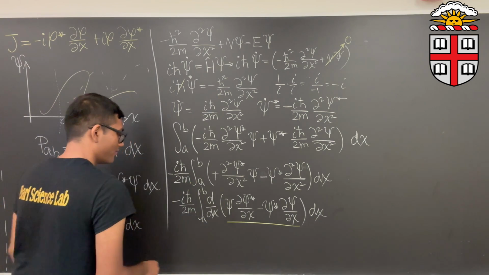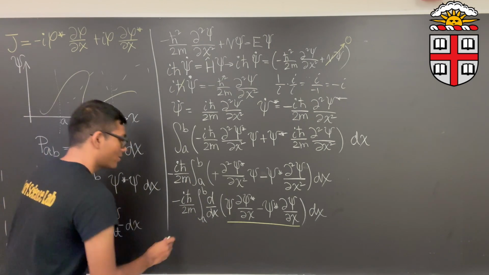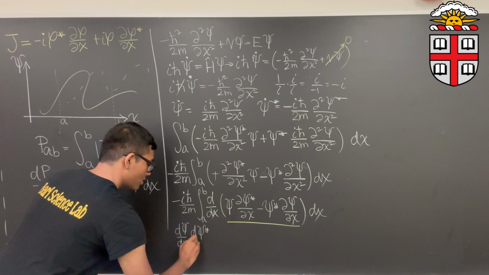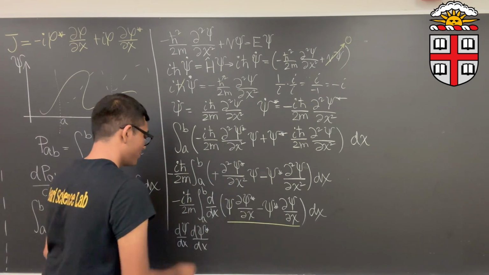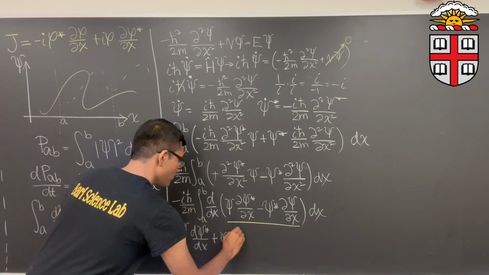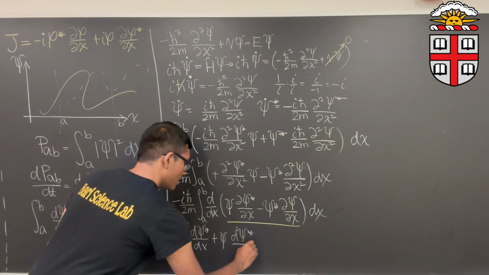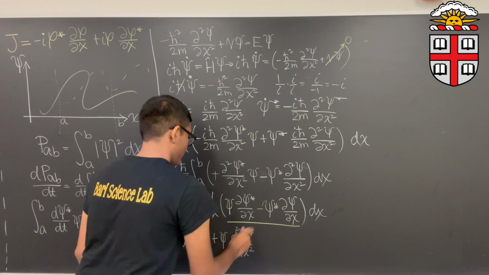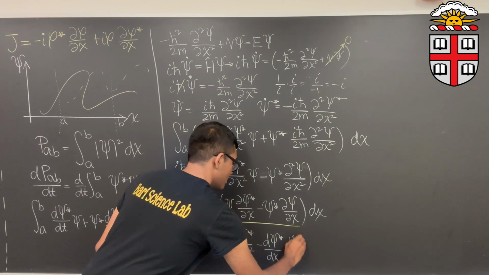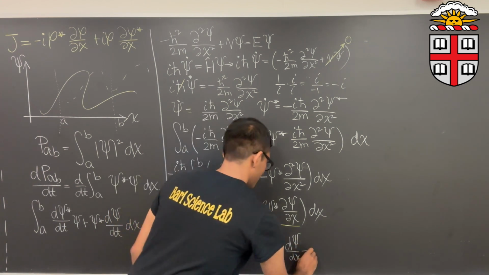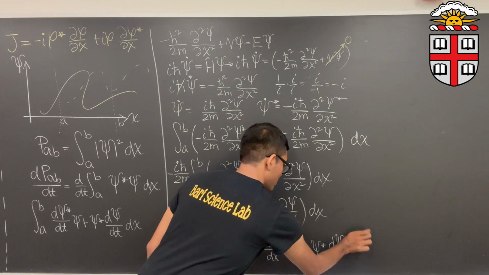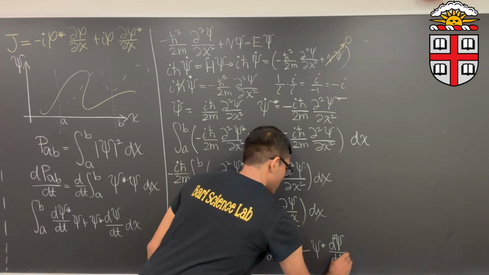So let's go ahead and take the derivative as claimed, as proposed. So take the derivative here. I'm going to get dψ/dx dψ*/dx, whatever, partial derivatives, full derivatives, don't kill me if you're in the audience, plus ψ d²ψ*/dx² minus dψ*/dx dψ/dx minus ψ* d²ψ/dx².